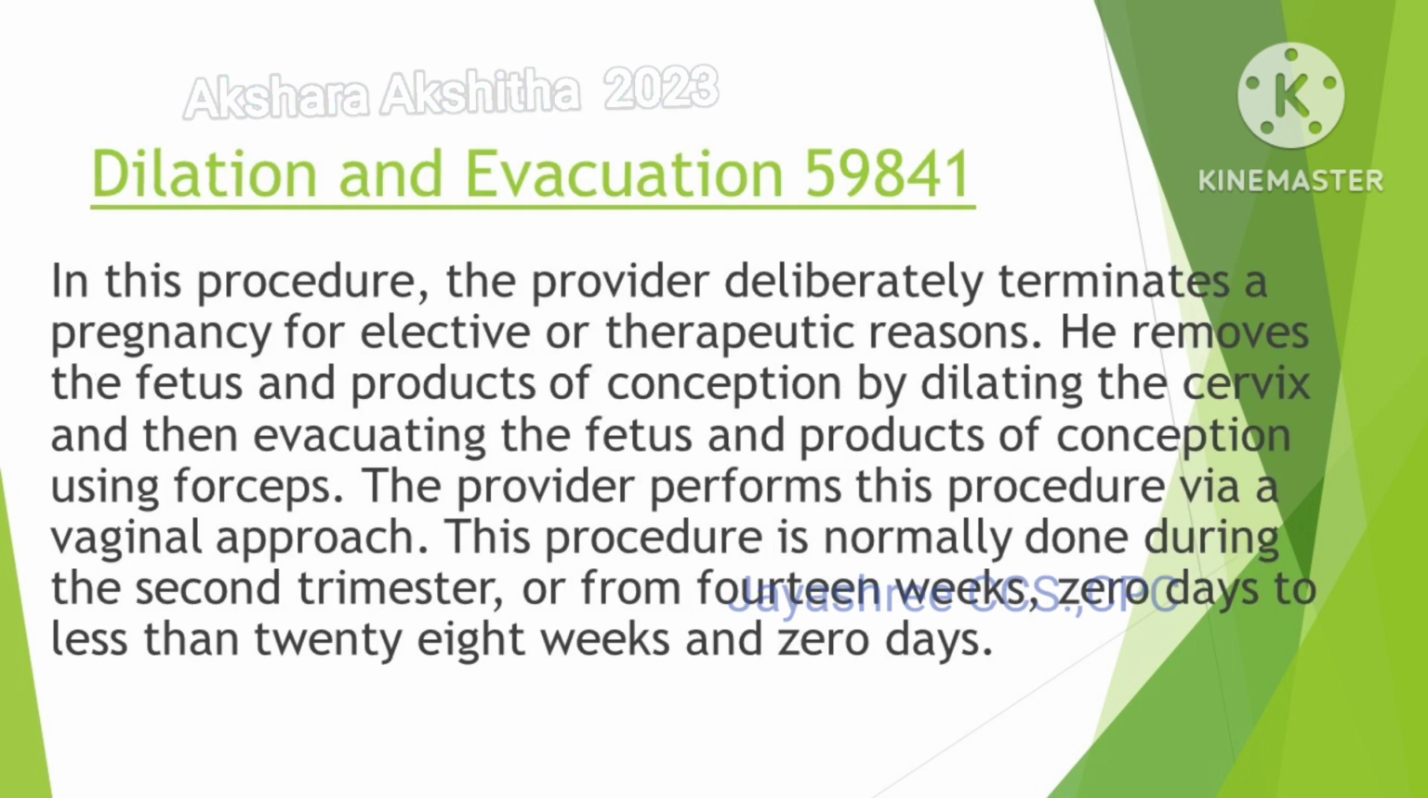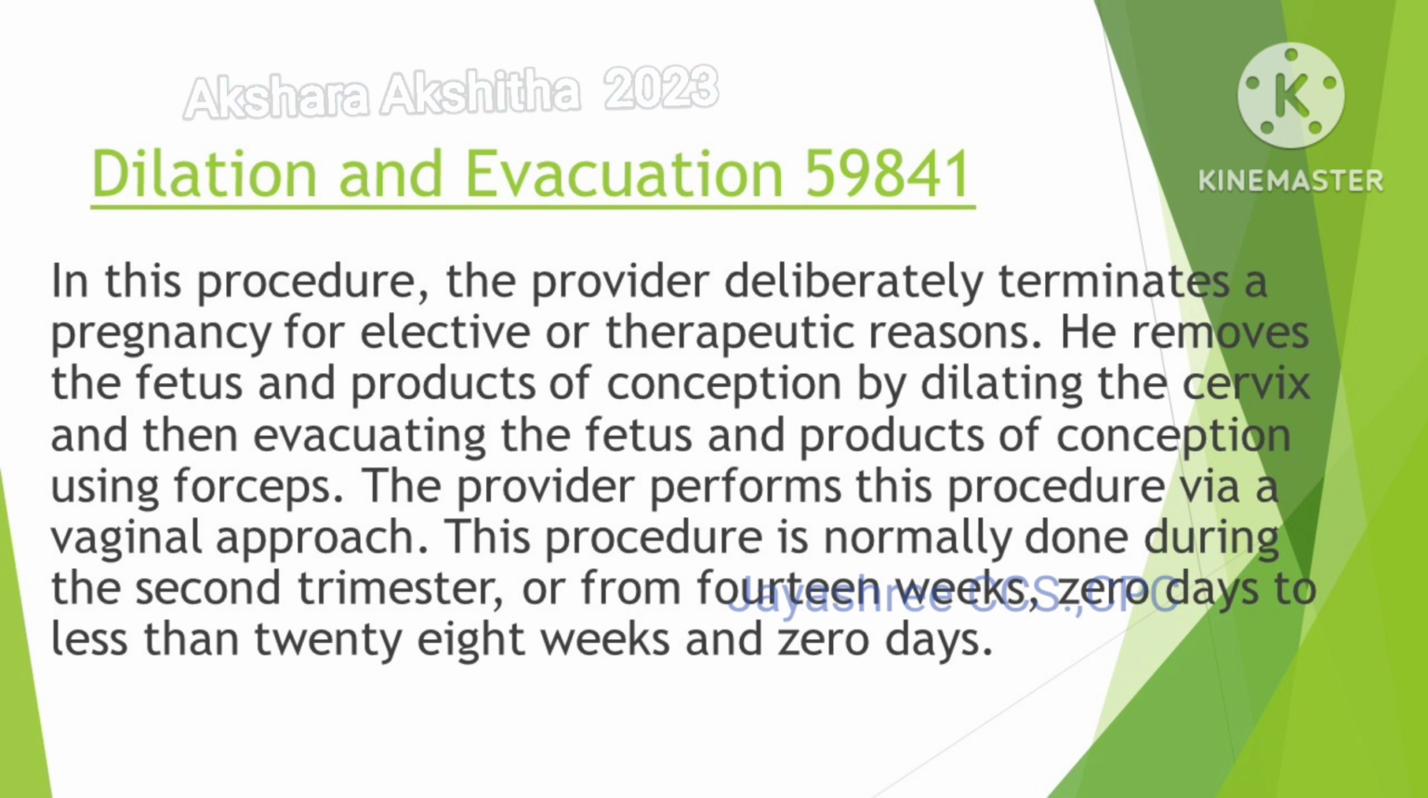Okay. Next, D and E. D and E means dilation and evacuation. The CPT code is 59841. In this procedure, the provider terminates the pregnancy for elective or therapeutic reasons. He removes the fetus and products of conception by dilating the cervix and then evacuating the fetus and products of conception using forceps. So this is called 59841. The provider performs this procedure via vaginal approach only.